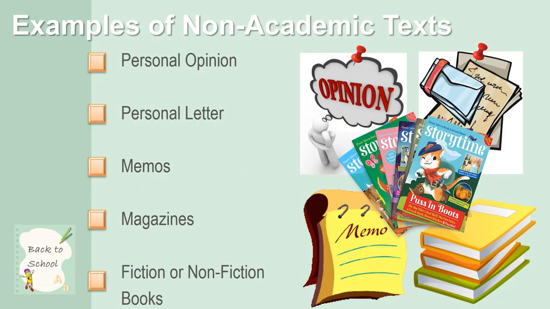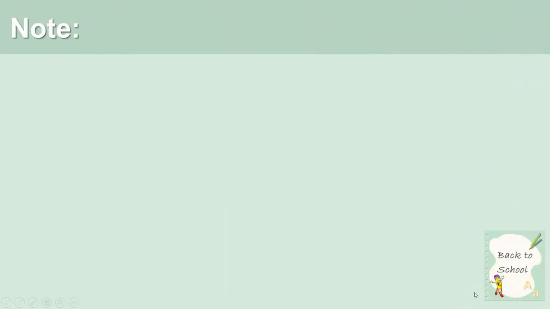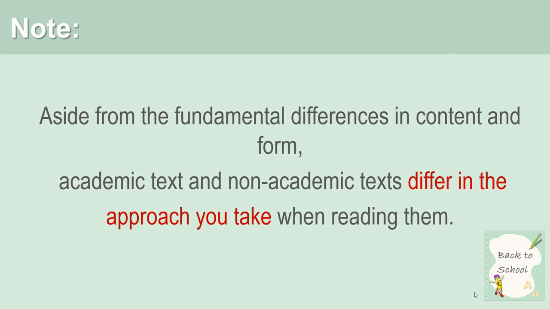Some examples of non-academic text include the following. We have personal opinion, personal letter, memos, magazines. Lastly, we have fiction or non-fiction books. Now, these are very understandable, so no need to elaborate. Take note, aside from the fundamental differences in content and form, academic text and non-academic text differ in the approach you take when reading them. Yes, it's true. Your approach when reading these kinds of texts also differs.